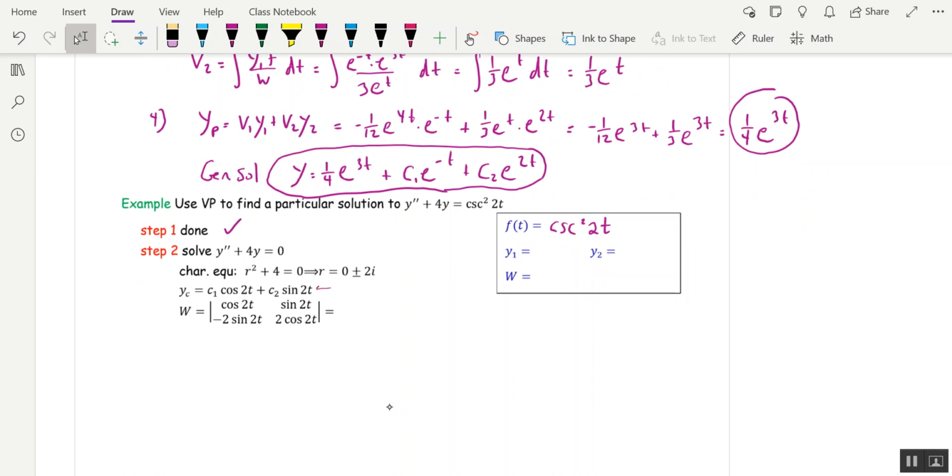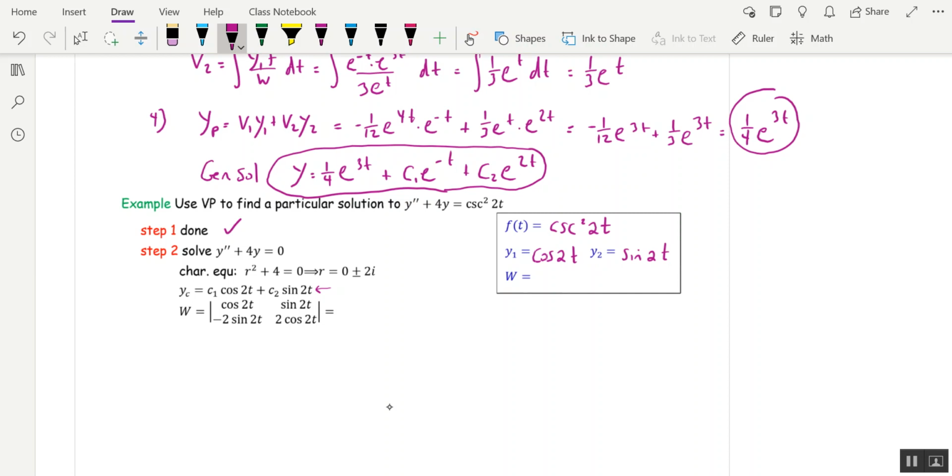So I went ahead and wrote down my yc, and I'm going to let y1 be cosine 2t, and I'll let y2 be sine of 2t. I could switch it, but then my Wronskian will be the negative of what I'm going to get here.